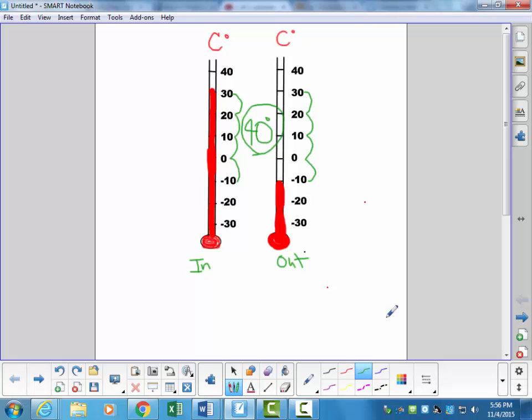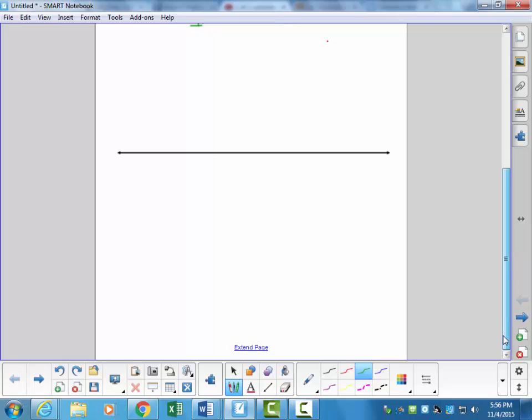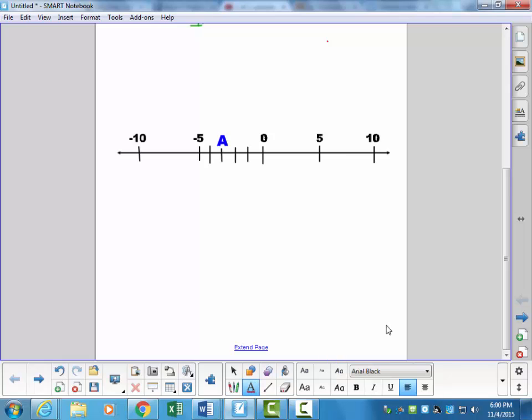The next thing we're going to do today is use a number line, and we're going to find the value of a letter on the number line. Okay, let's take a look at this number line. Now, it's only marked in units of fives, and so we have 10, 5, 0, minus 5, minus 10. Now, we have to figure out what A equals.